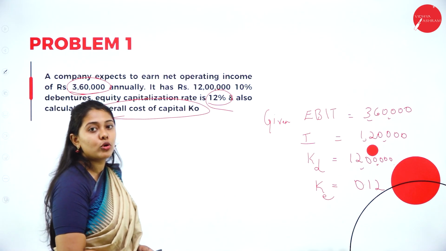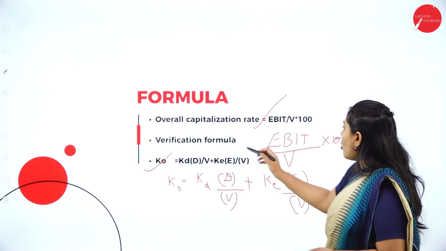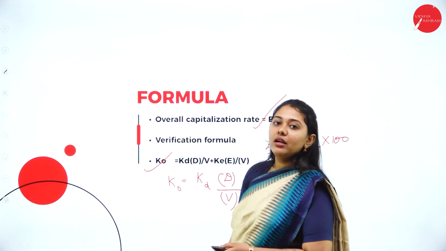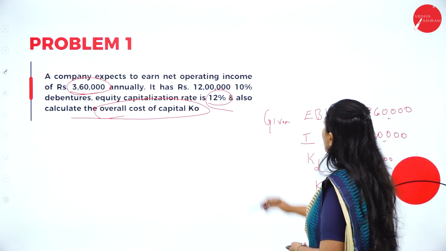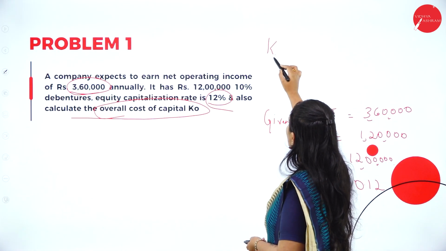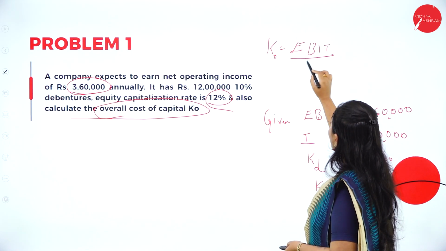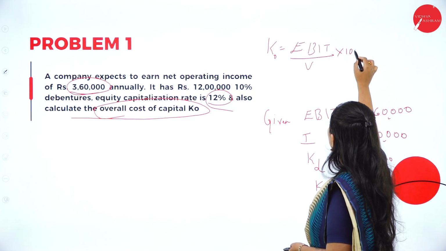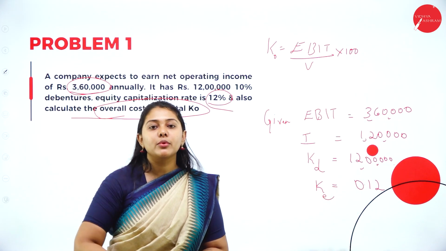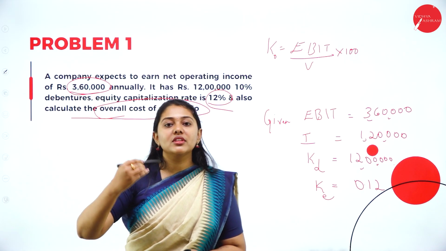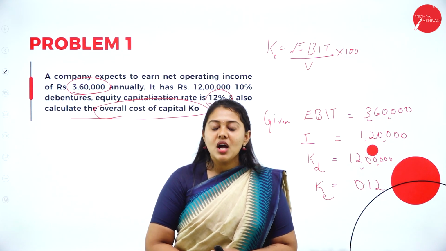So what is the formula for overall cost of capital? Just now we have discussed the formula: EBIT divided by value of the firm into 100. This is the formula to calculate. We have done the proper format, so let's put the values according to the format and check out what is the answer.